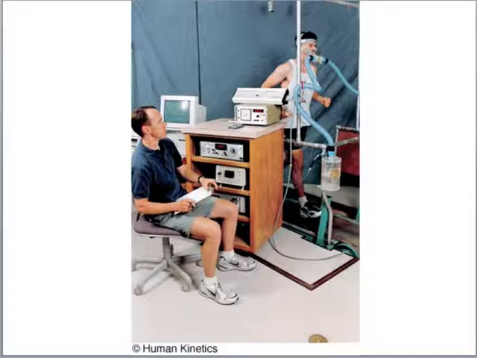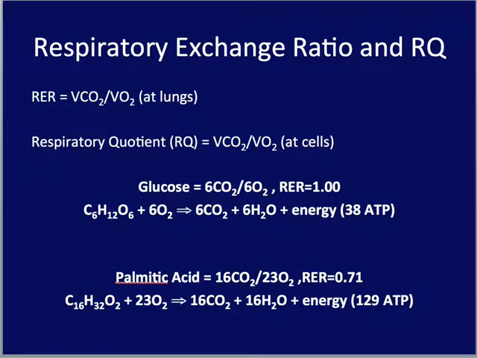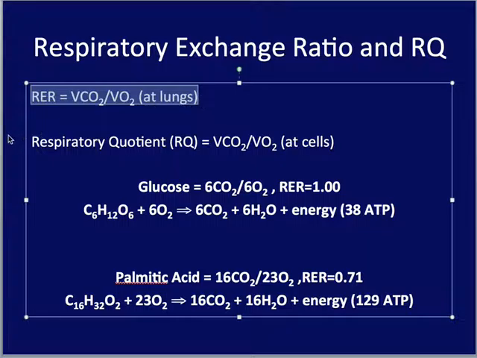So we can get an important ratio that we're going to look at, which is RER, again, respiratory exchange ratio, also known as RQ, or respiratory quotient. RER is simply the volume of carbon dioxide divided by the volume of oxygen. RER is at the lungs, and RQ is at the cells. When we hook someone up to a metabolic cart, this is what we're going to be getting. We're not really getting RQ, but we're getting RER.